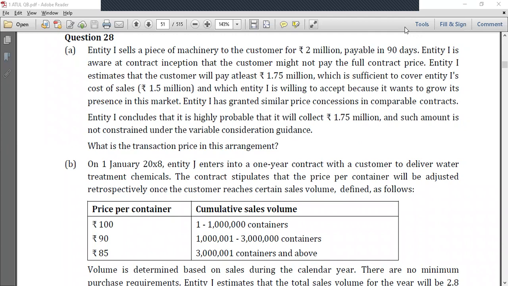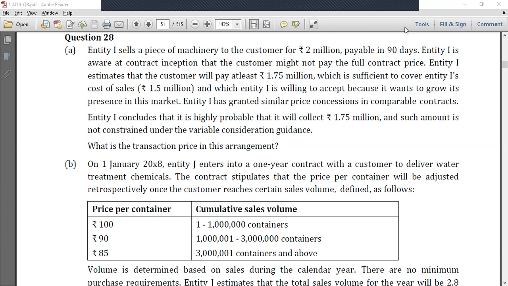So entity I is aware at contract inception, at the beginning of the contract, that the customer might not pay the full contract price. So entity I estimates that the customer will pay at least 1.75 million, which is sufficient to cover entity I's presence in the market. Entity I has granted similar price concessions in comparable contracts as well.